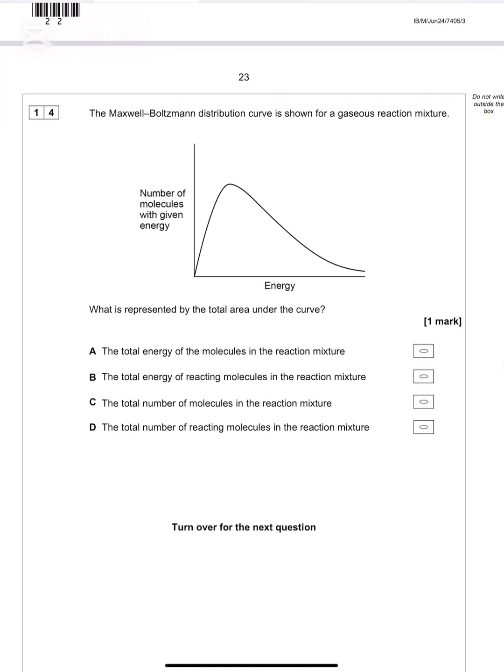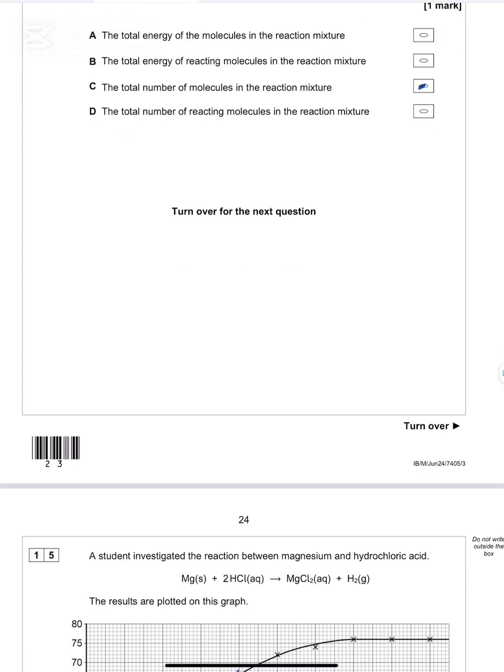A Maxwell-Boltzmann distribution curve is shown below. What is represented by the total area under the curve? We know the total area under the curve is the total number of molecules in the reaction mixture. It's not the total number of reacting molecules, it's the total number of molecules.